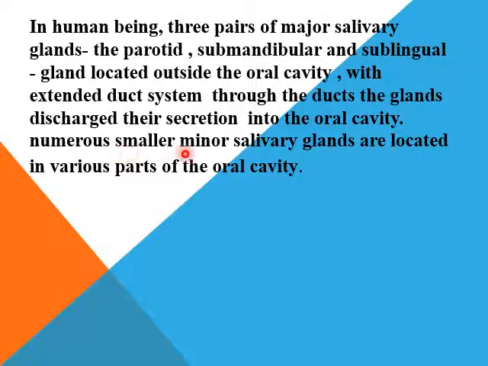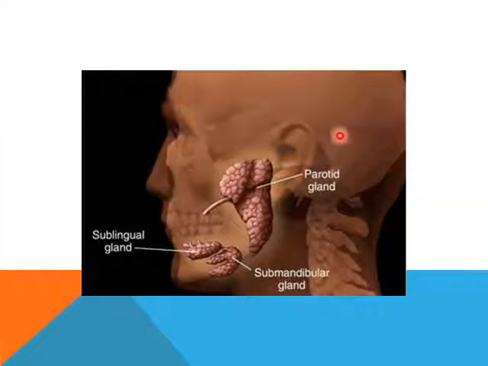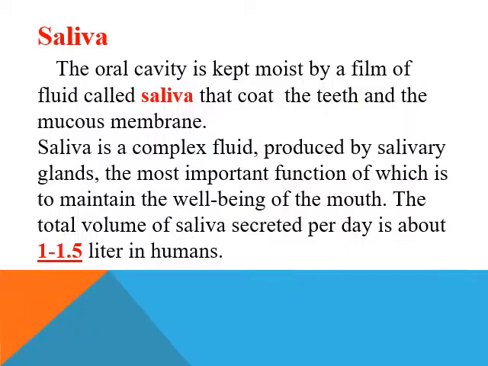Numerous smaller minor salivary glands are also present, located in various parts of the oral cavity and submucosa of the oral cavity. This picture shows the location of the major salivary glands. The largest one is the parotid gland, the second is the submandibular gland, and this is the sublingual major salivary gland.